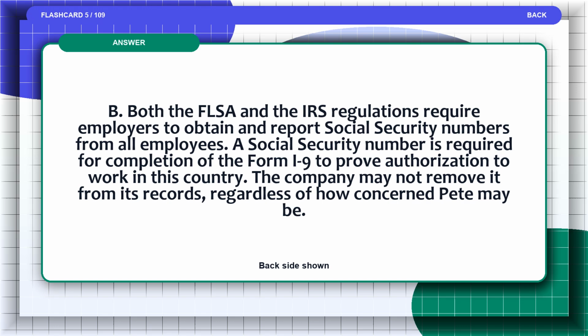The answer is both the FLSA and the IRS regulations require employers to obtain and report Social Security numbers from all employees. A Social Security number is required for completion of the Form I-9 to prove authorization to work in this country. The company may not remove it from its records, regardless of how concerned Pete may be.